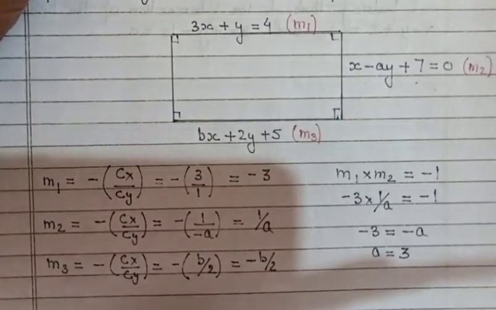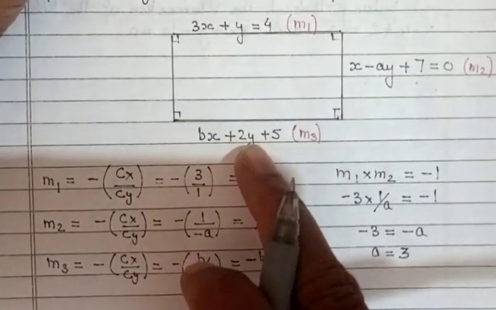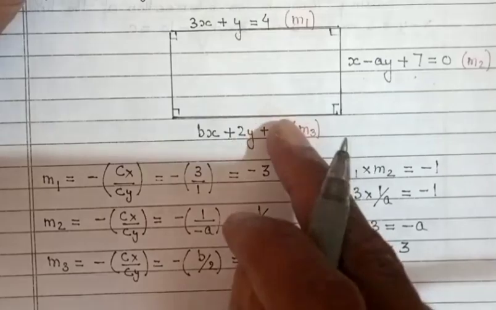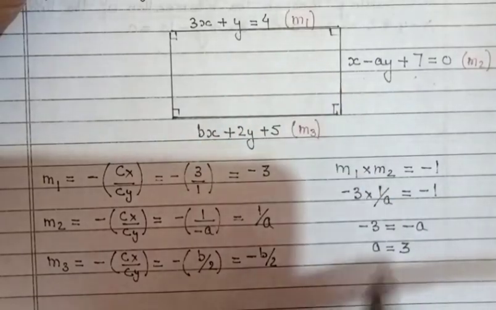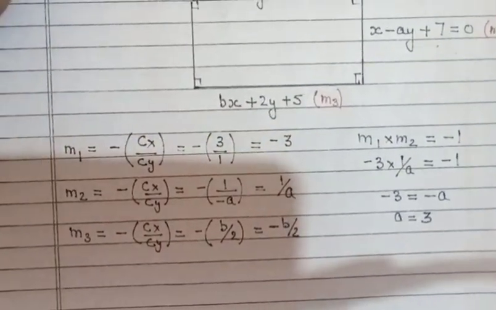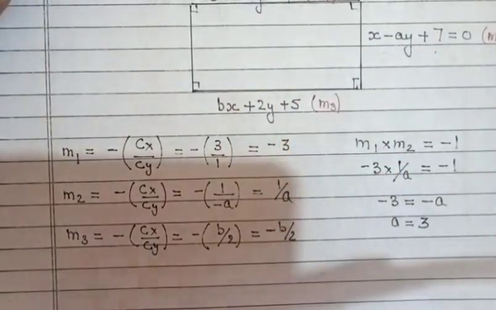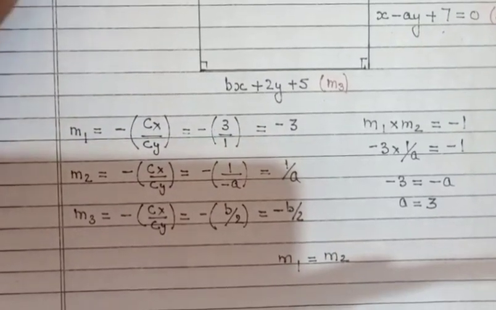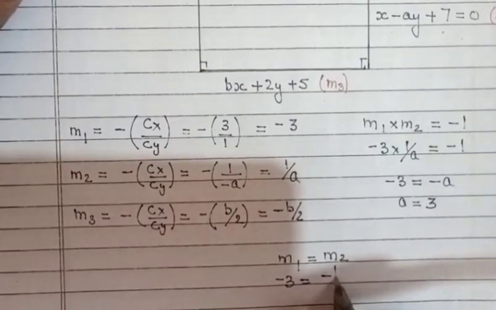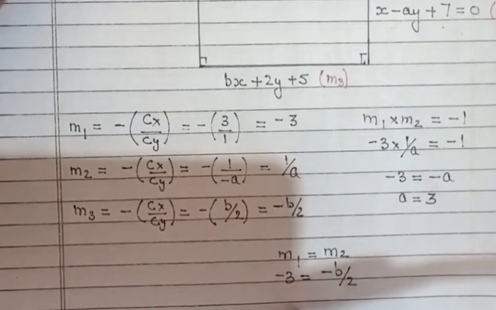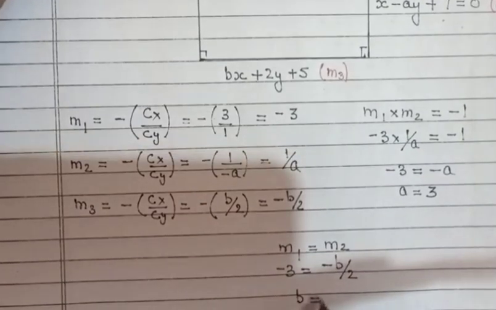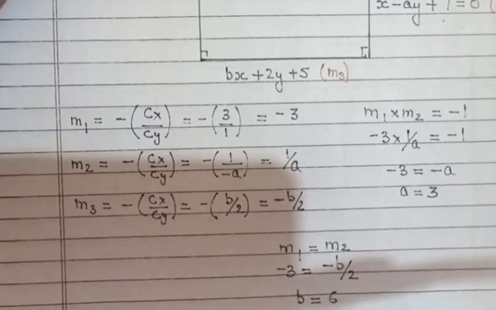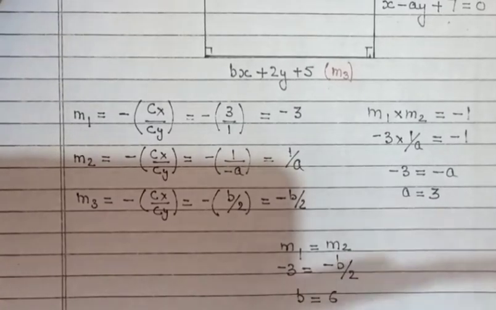Now if you consider these two lines, m1 and m3, these two are the slopes of parallel lines. So here we will apply the parallel condition for m1 and m3. So m1 is equal to m3. So m1 is minus 3, m3 is minus b by 2. So on solving it, you are getting b is equal to 6. So we were asked to find the value of a and b.